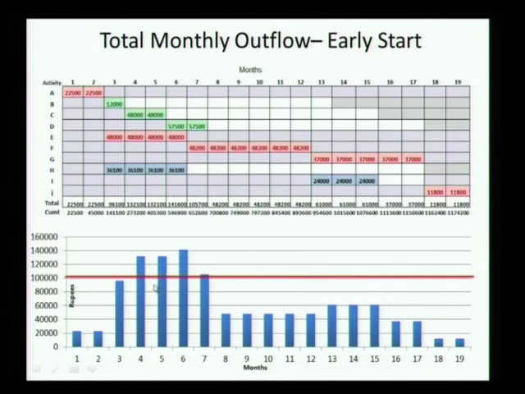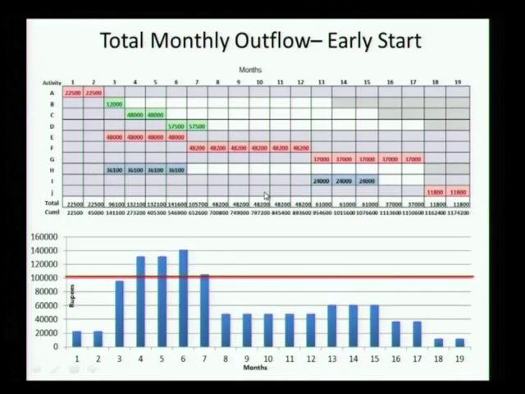Now you can see that the outflow here in certain months has exceeded what has been allowed. So we can say that you are only going to get 100,000 rupees to spend a month. If you exceed that limit, I cannot allow you to do it. Might be there is some kind of a credit limit or something which is exceeded.